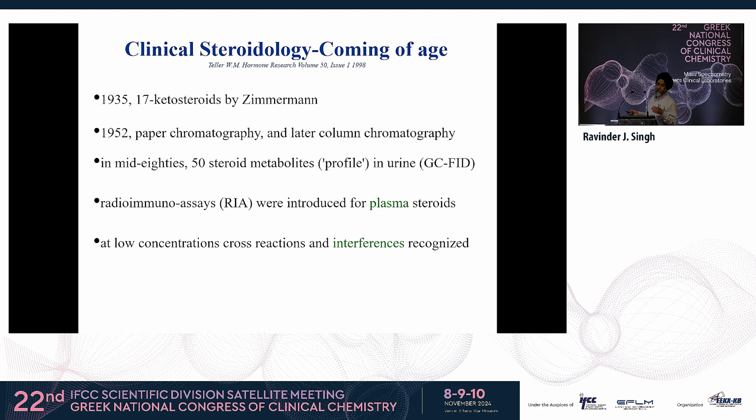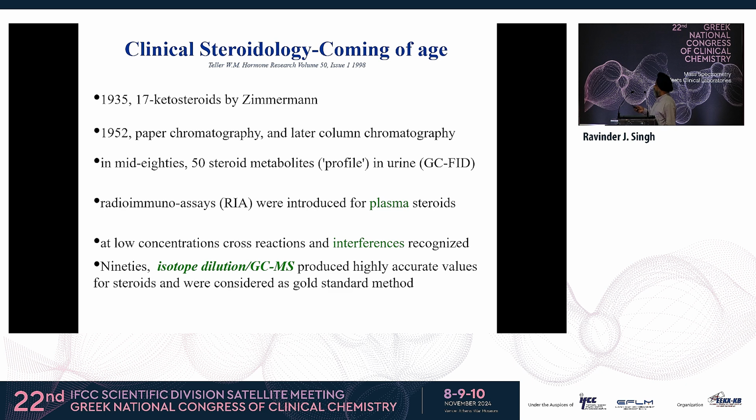Rosalyn Yalow discovered how to make antibodies against insulin, and she was given a Nobel Prize. Then we started using antibodies for all these steroids, and all the big companies started making these assays. But very soon it was realized that these assays do have cross-reactivities with the steroids, so at low concentrations a lot of interferences were recognized.